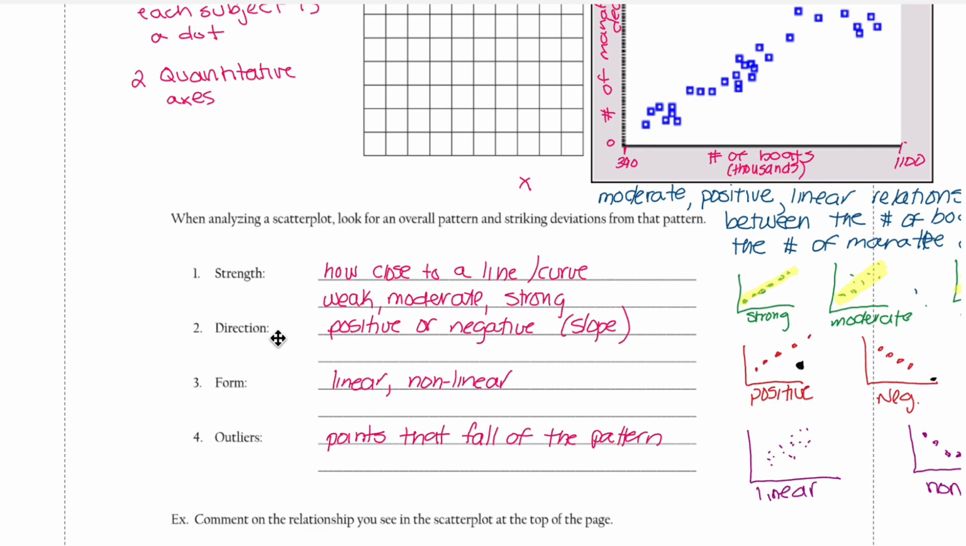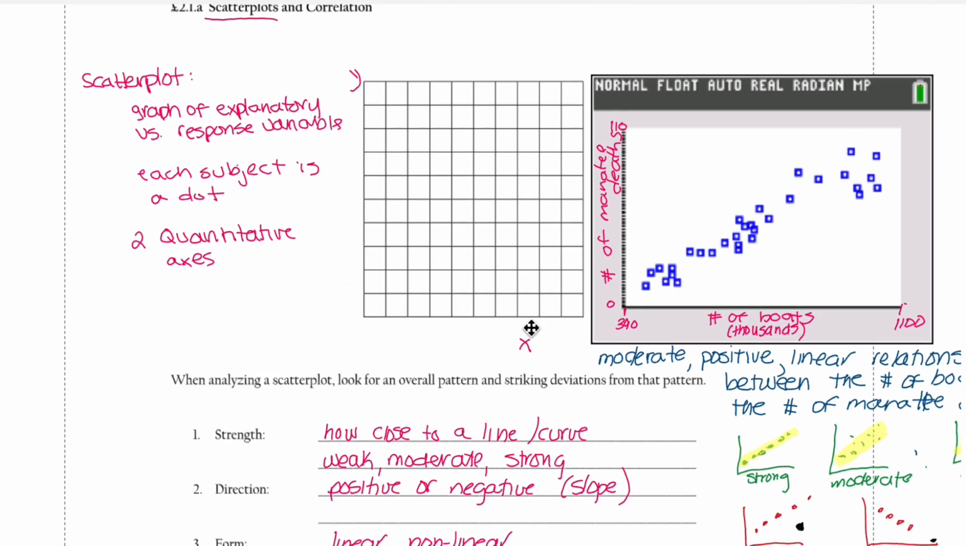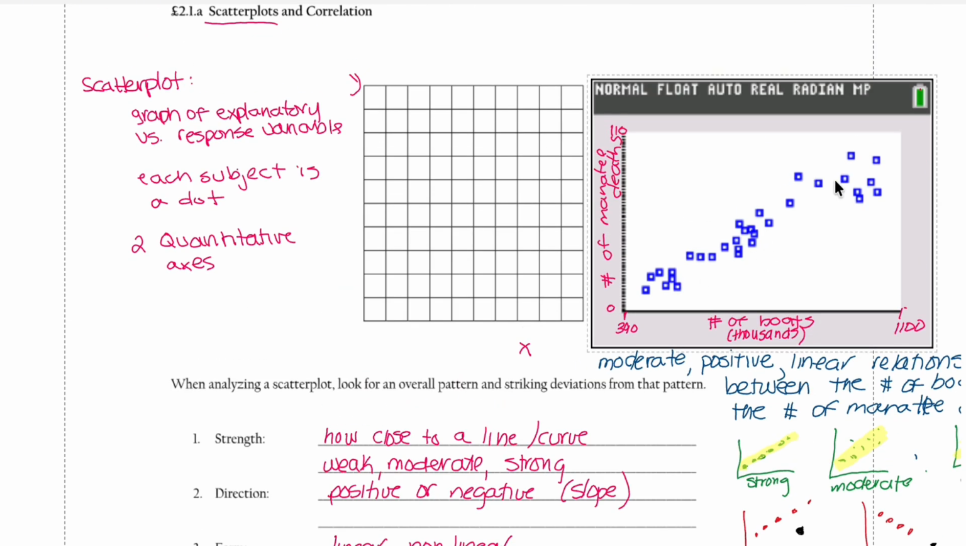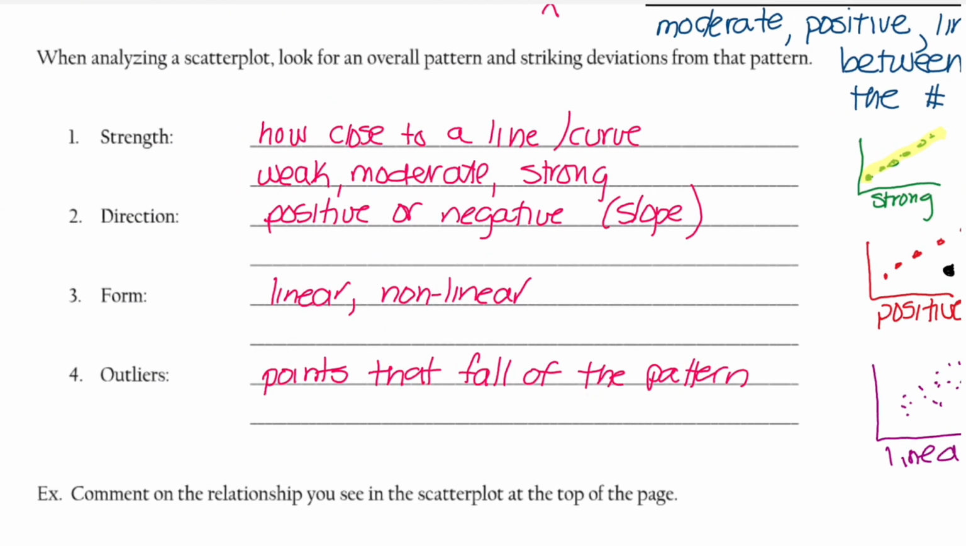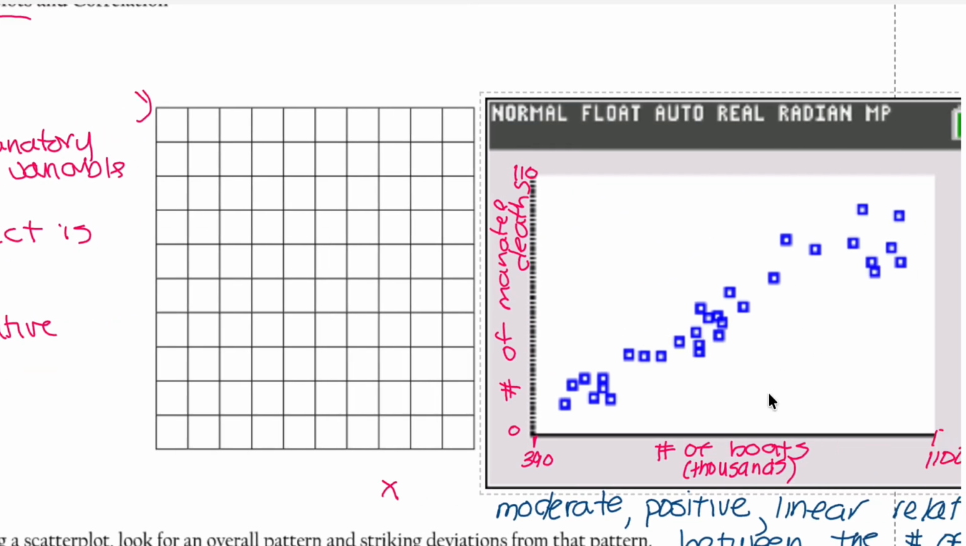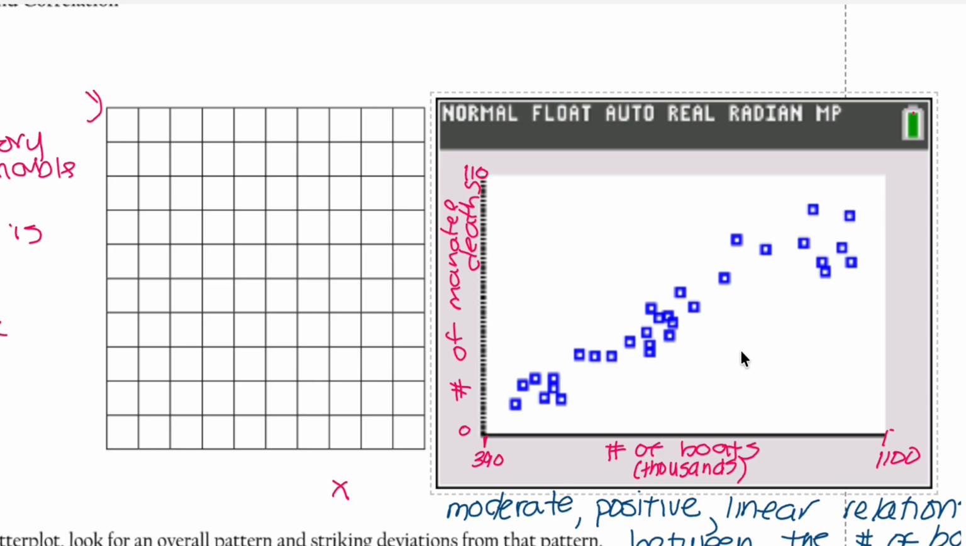And the direction tells us which way the trend goes. If it's a positive association, that means as x increases, y increases. If it's a negative association, as x increases, y decreases. In this example, as the number of boats increases, the number of manatee deaths increases. So the association is positive. And then the form. The form describes the shape of the relationship. The most common forms are linear and nonlinear. Here the pattern looks roughly like a straight line, so we say the relationship appears to be linear.